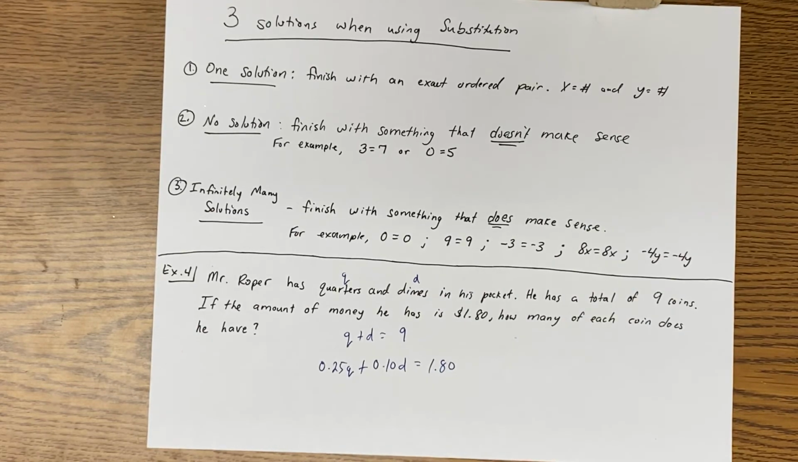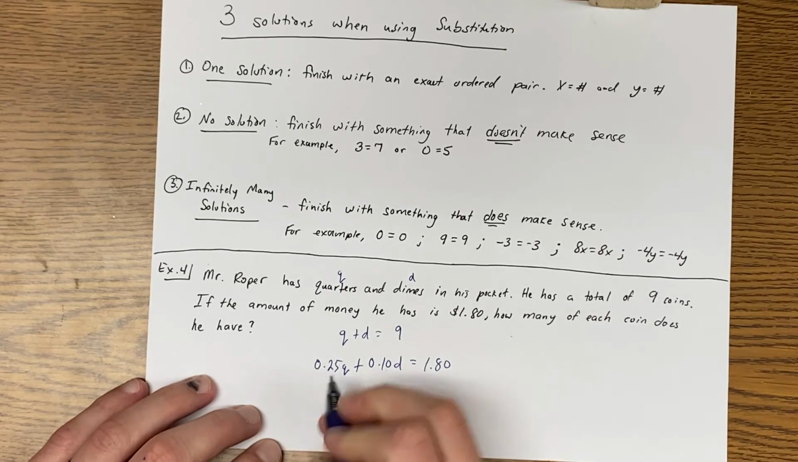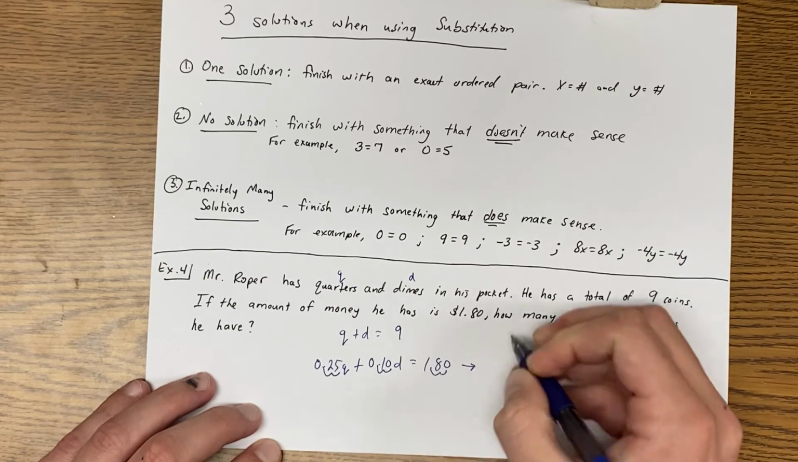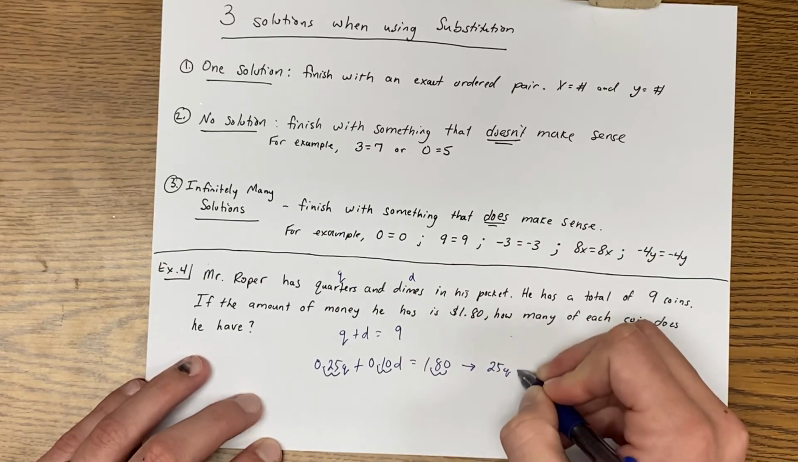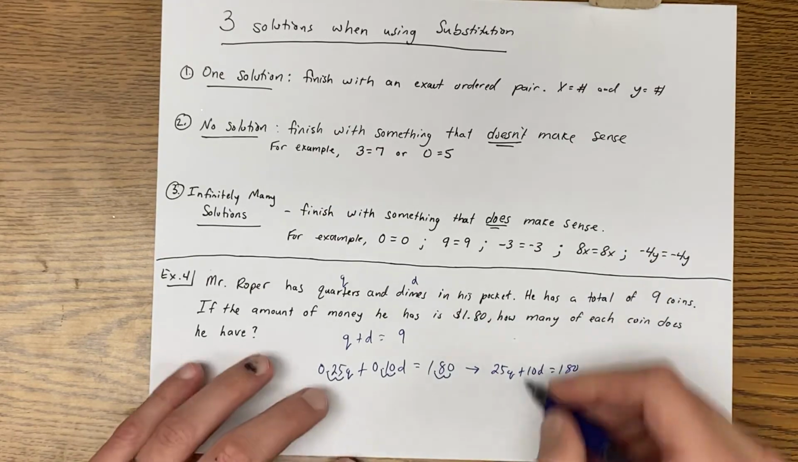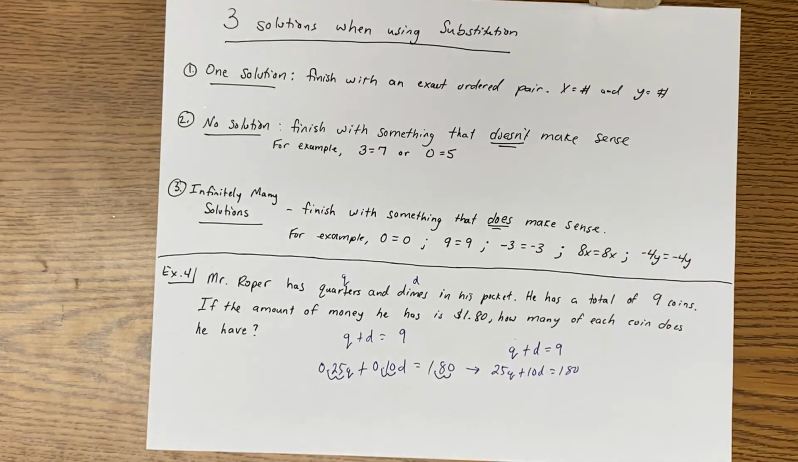So think about when we had equations with decimals. What's going to make this easier for us? Well, to get rid of the decimals, right? So what do I have to do to make each of these numbers a whole number? I got to move the decimal 1, 2, 1, 2, 1, 2. So this equation I could say is 25Q plus 10D equals 180. My first equation, I just have Q plus D equals 9. So I'm going to use substitution to solve this problem.